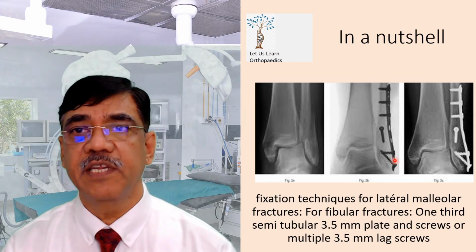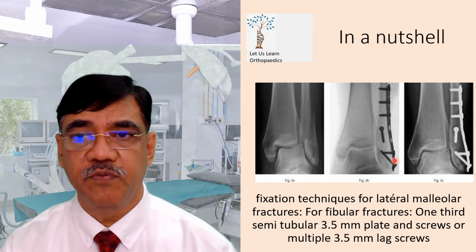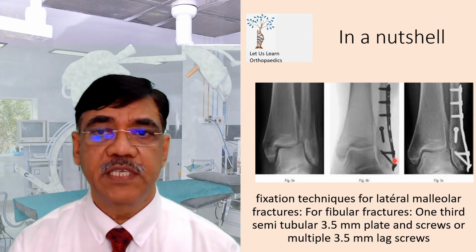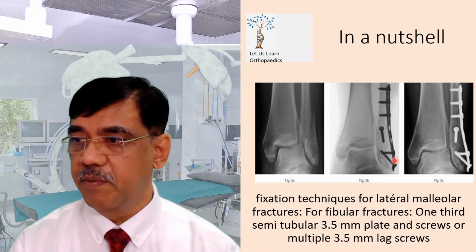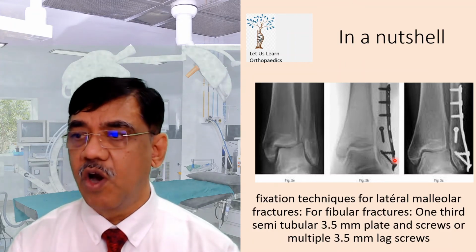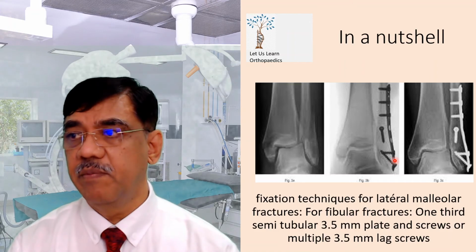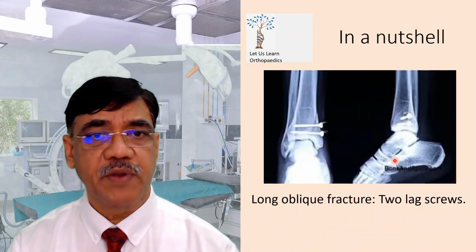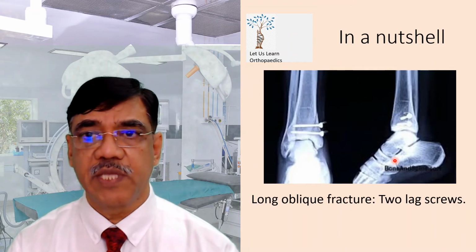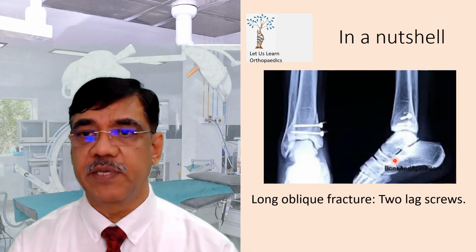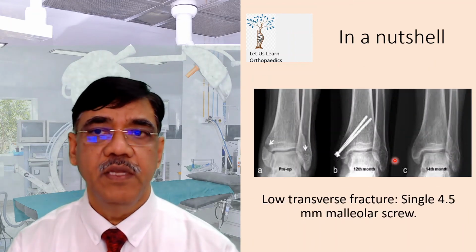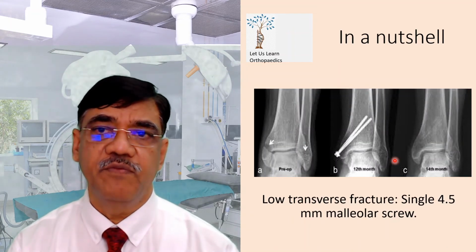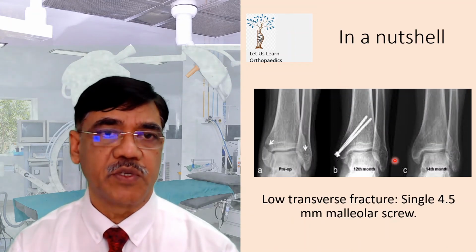The fixation technique for the lateral malleolar fractures, for the fibular fracture: a 1/3 semitubular 3.5 mm plate and screws or multiple 3.5 mm lag screws can be used. Long oblique fractures, 2 lag screws can be used as shown in this particular picture. Low transverse fracture, a single 4.5 mm malleolar screw can be utilized.